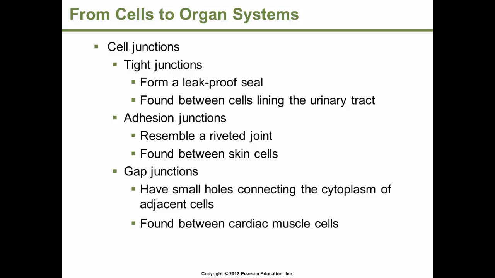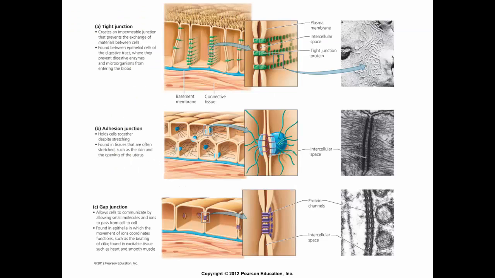Gap junctions connect adjacent cells through small pores. These gap junctions, such as in the heart muscle, allow cells to communicate by allowing small molecules and ions to pass from cell to cell. They're found in excitable tissues such as the heart and smooth muscle, and they help synchronize electrical activity. And this image shows the three cell junction types, the tight junction, adhesion junction, and gap junctions we just discussed.